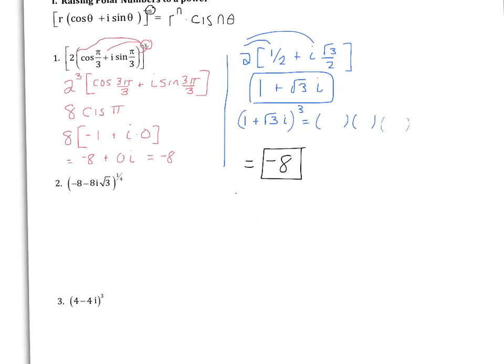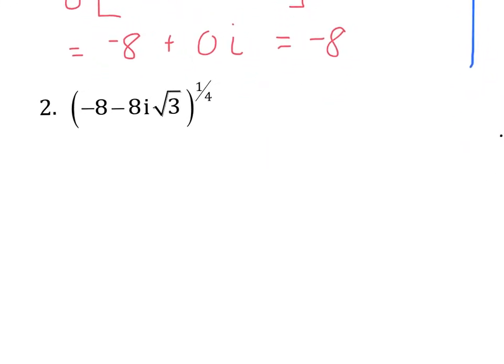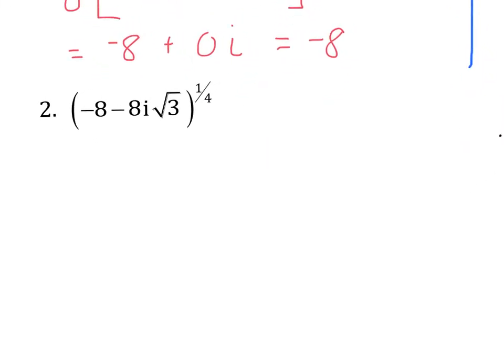In number 2, this starts in rectangular form, and I need to convert this to polar form. So we need to find r, and we need to find theta. So one thing that we could do is first realize what quadrant this is in. What quadrant is it in, everybody? Good job. It is in the third quadrant. So that would be going over 8 to the left, down 8 root 3.